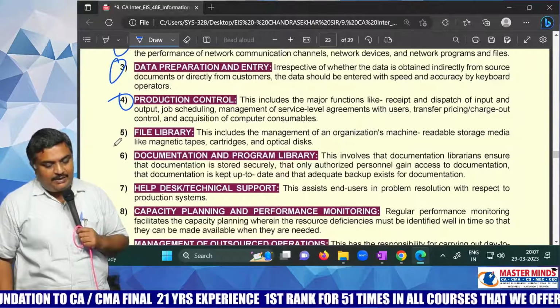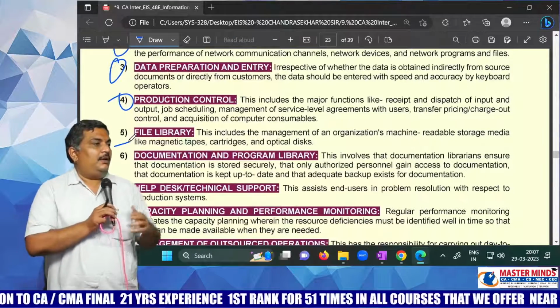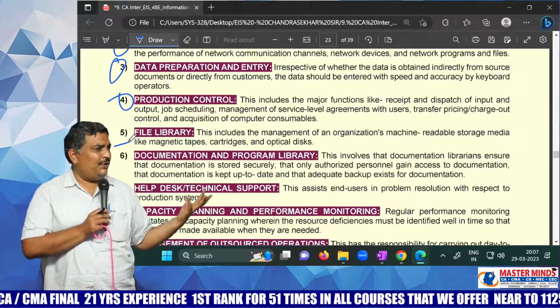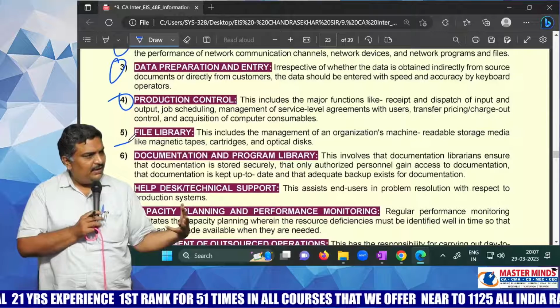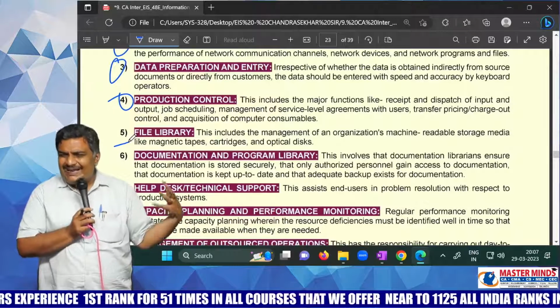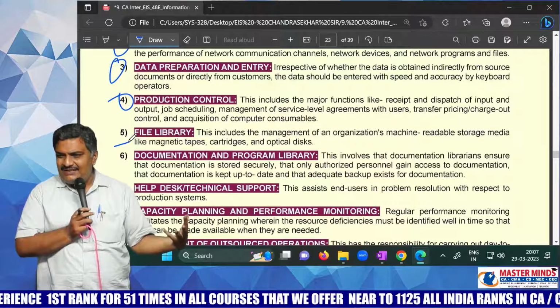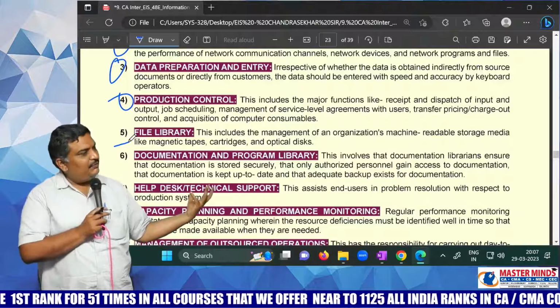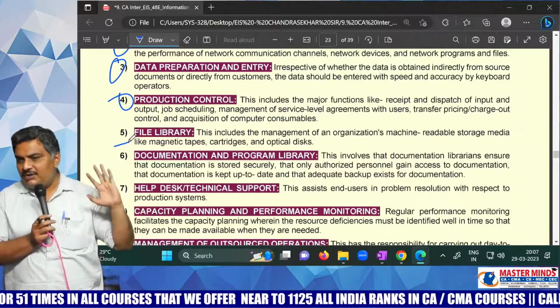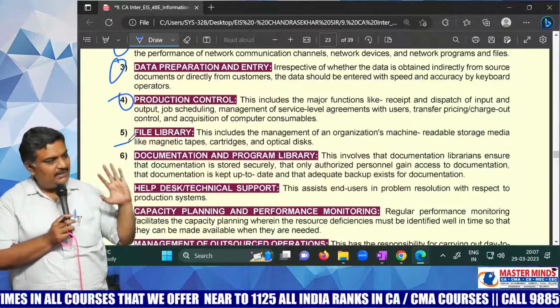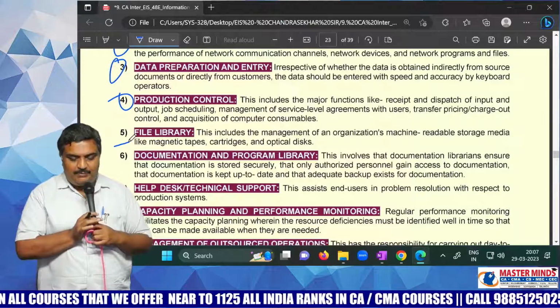And file library means what? Today we are storing the data only in servers because servers have become somewhat cheaper. But earlier we used to have magnetic tapes, CDs, DVDs. There we used to store all the data. But today things have become cheap. We are simply storing in one single server in the hard disks. So that is called file library.